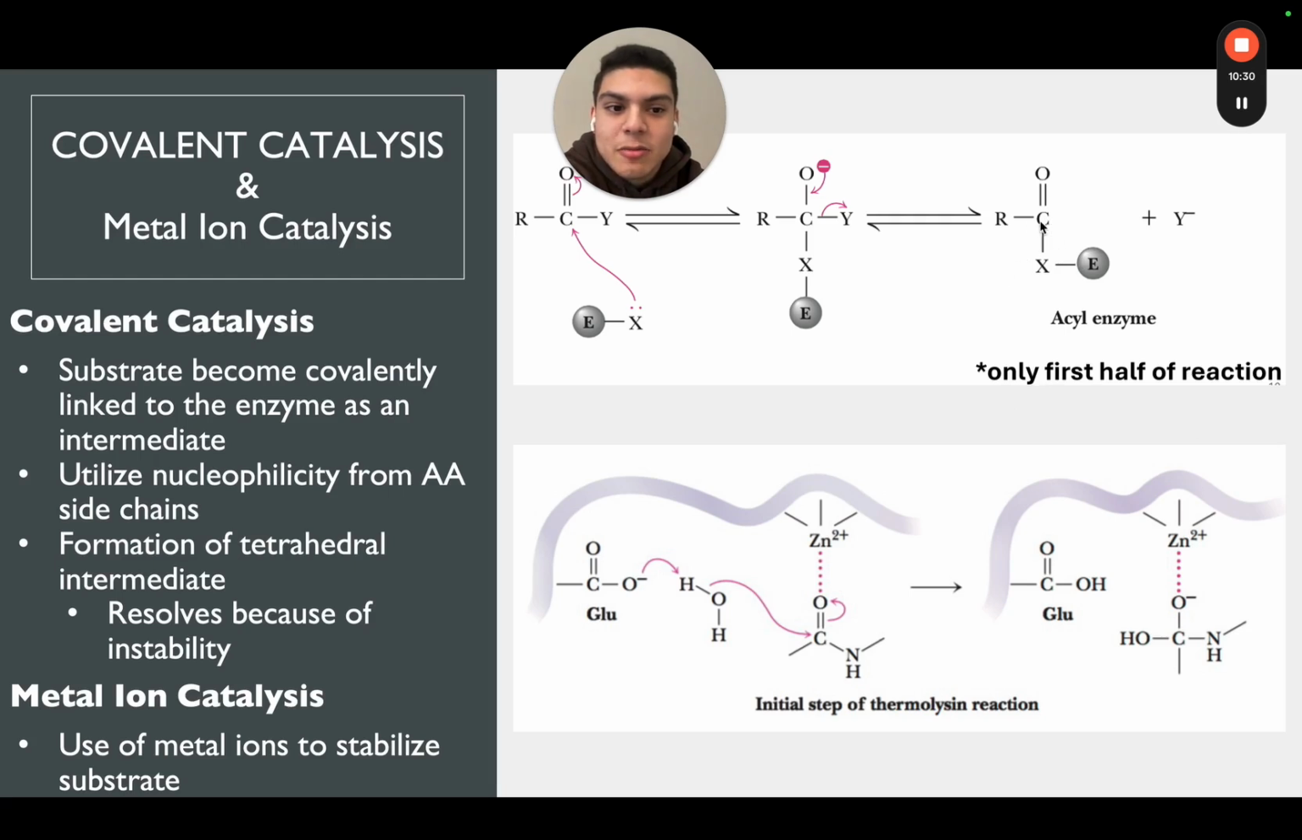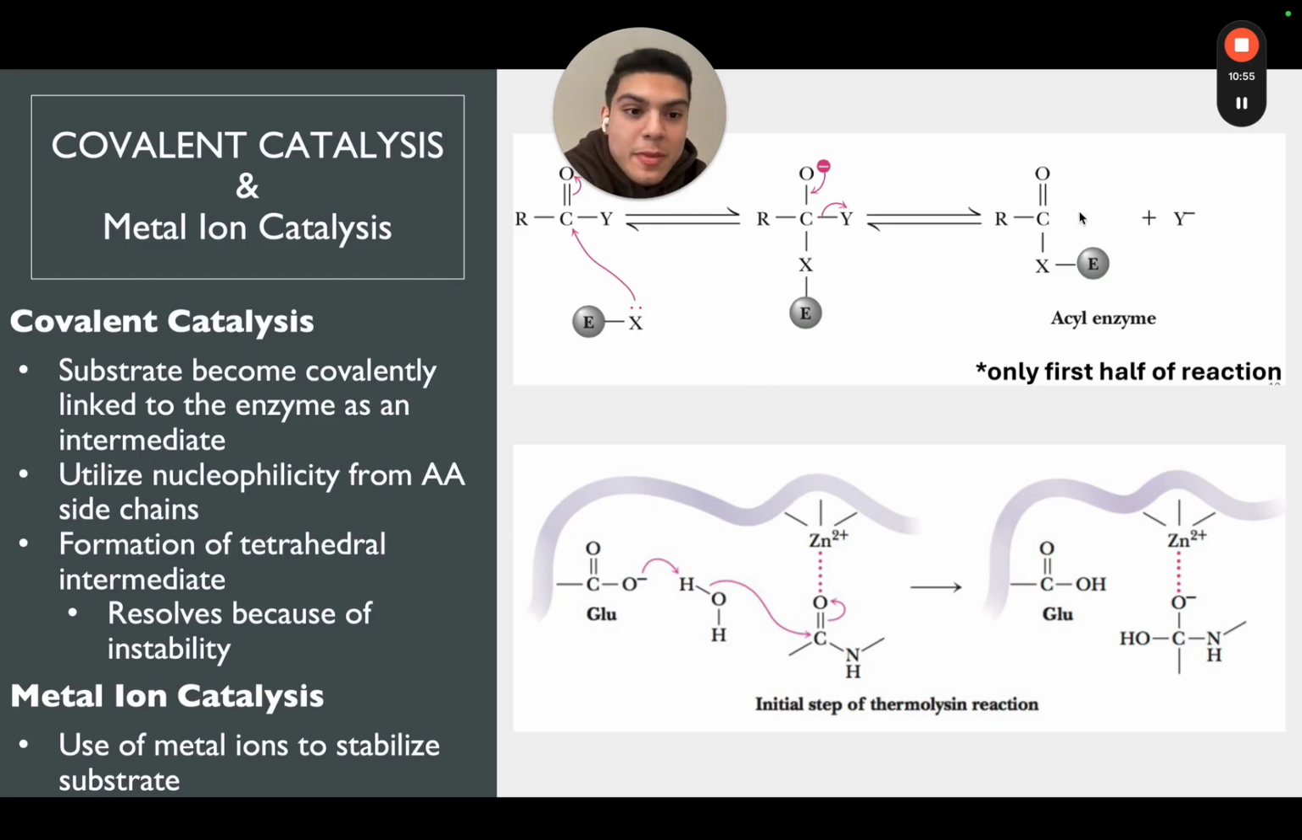And again, this is only the first half of the reaction. We still have to release the substrate, or this product per se, from the enzyme itself using water. So you utilize nucleophilicity from the amino acid side chain. In this case, this could be a cysteine. It could be an SH, and when the H is deprotonated, it allows it to attack as an effective nucleophile, right? So that's just an example.